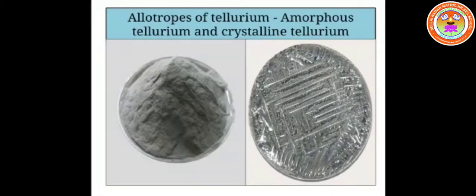Next one is allotropes of tellurium, the element tellurium. Amorphous tellurium. The first one is amorphous. It is a very powdery form of the metal tellurium, and the crystalline form is crystalline tellurium. Okay, so tellurium exhibits two allotropes. One is amorphous, the other is crystalline. Okay, children.